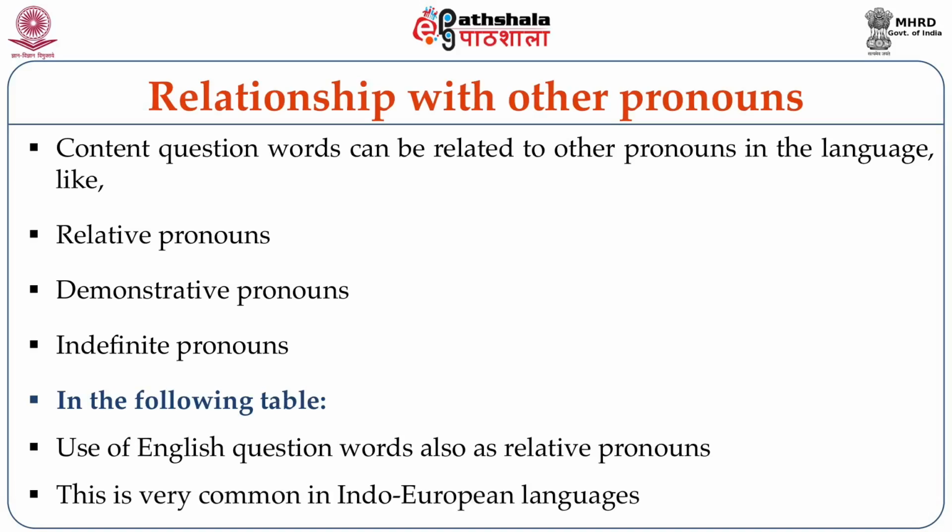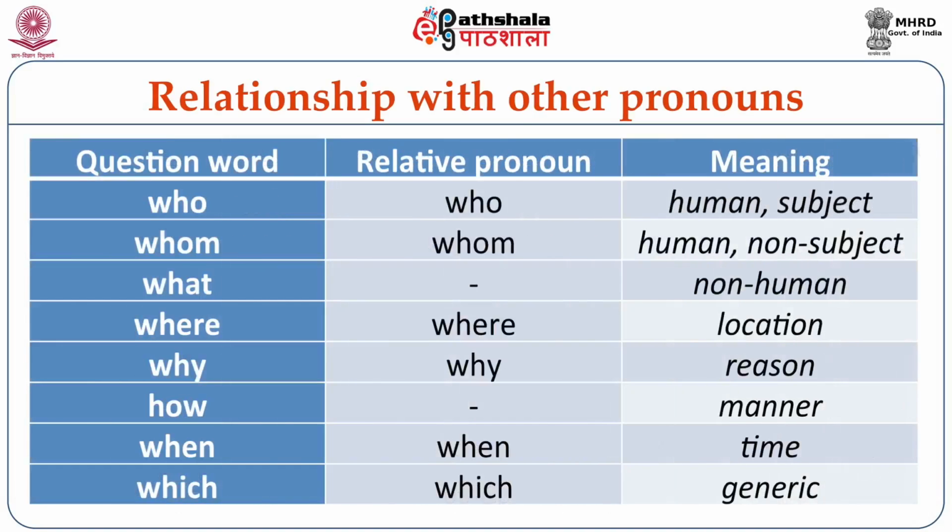This is reported to be quite common in Indo-European languages. Let us look at the table now. So we have a question word who in English. We also have a relative pronoun who, which is used to refer to human subjects. We have a question word whom and a relative pronoun whom, and for the meaning that is indicated in the table. What is a question word in English that does not have a parallel relative pronoun form?